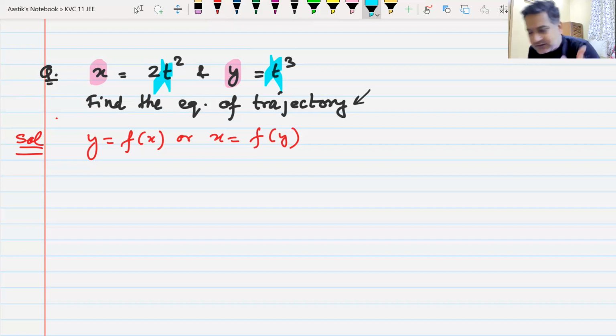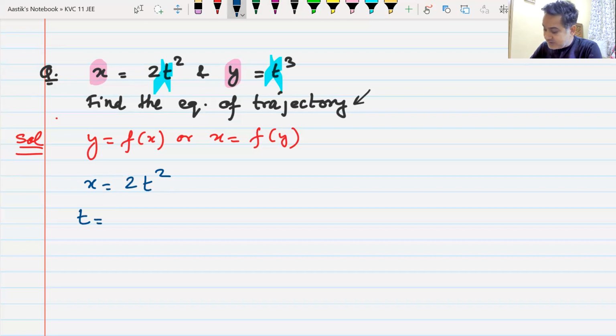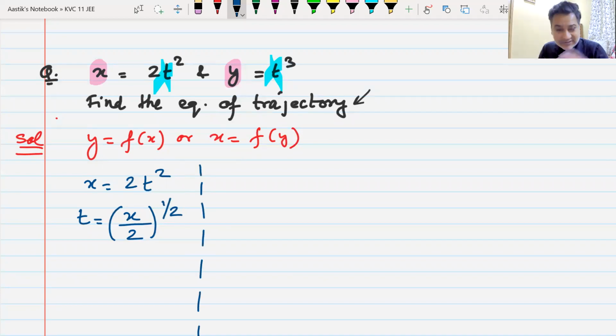Now it is a simple case of just eliminating t. So I write the first equation, x is 2t square. From here, I can get the value of t. t is x by 2 raised to the power 1 by 2, or you can call it raised to the power half, or you can call it root of x by 2. Do we understand this?